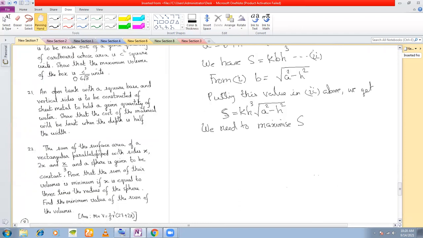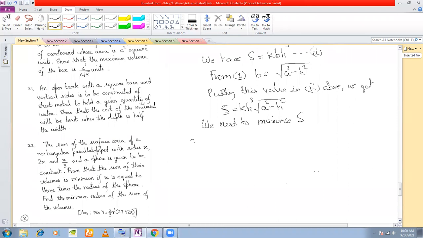In order to maximize S, we first need to find the first derivative, ds dh. How do you find out ds dh? This k is a constant, you can keep it out, and the rest you can differentiate by the u into v formula. H cube gives 3h square, and you keep root over of a square minus h square as it is, plus, now you keep h cube here, and you differentiate root over of a square minus h square, which will be 1 by 2 root a square minus h square into differentiation of what is within the radical. So this is minus 2h.